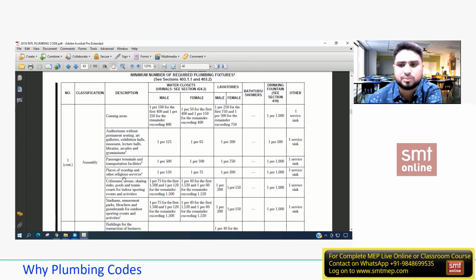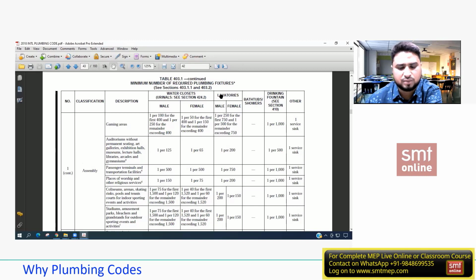Like we are dealing with some religious place. It might be any religious place. Same thing: WC, laboratories, bathtub and shower, drinking fountain and other. These are common things always. But as per the probability or as per the application, these values change. Always remember, this is the probability, not the peak demand. Peak demand we need to find out.